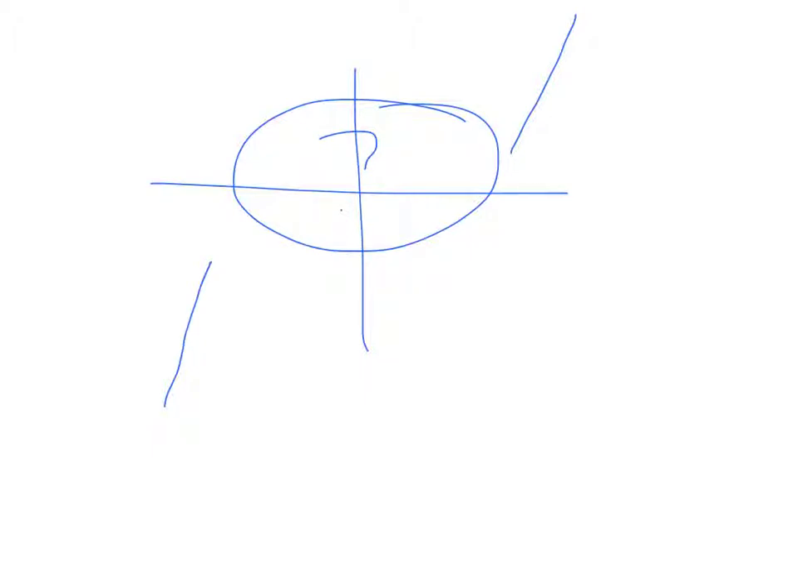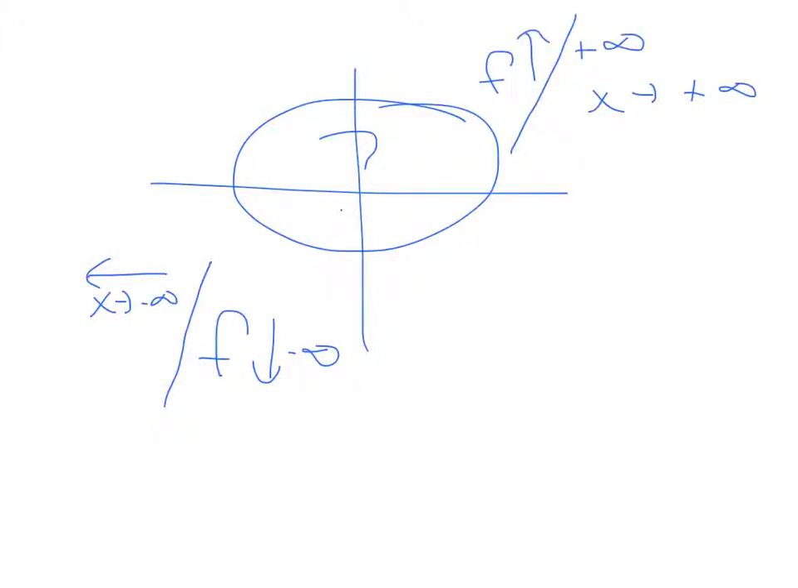Okay. So as x goes to negative, our function goes to negative infinity, and as x goes to positive, our function goes to positive infinity. Okay? And that's all we need for this one.